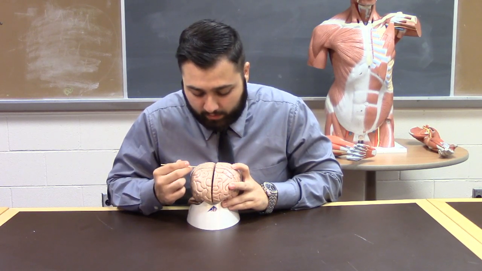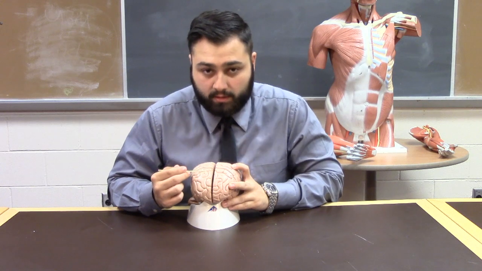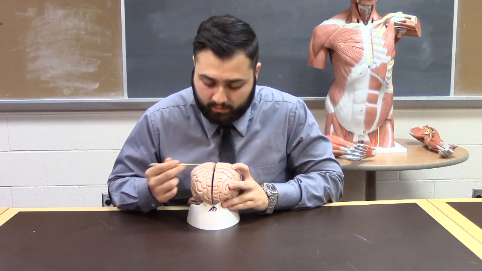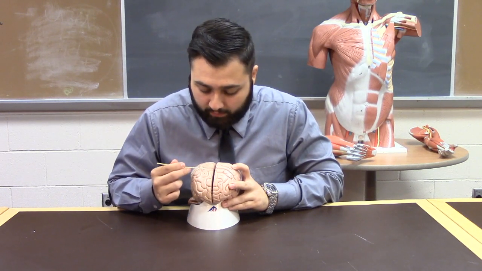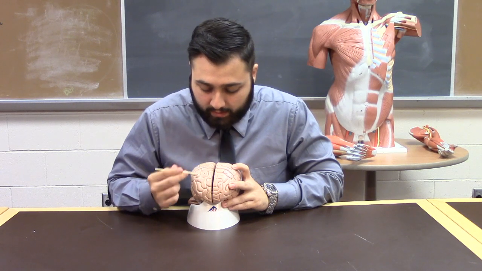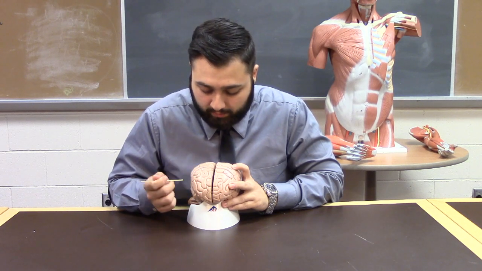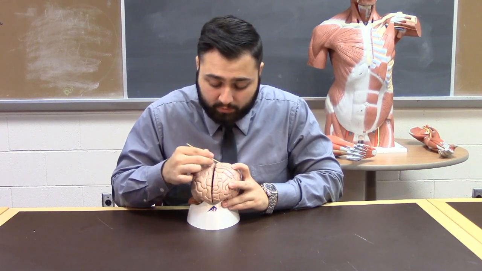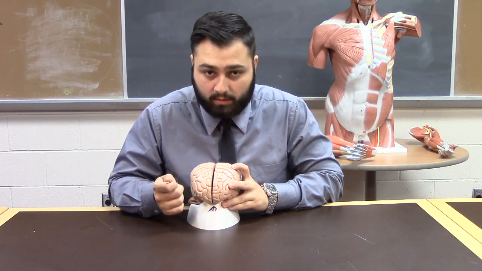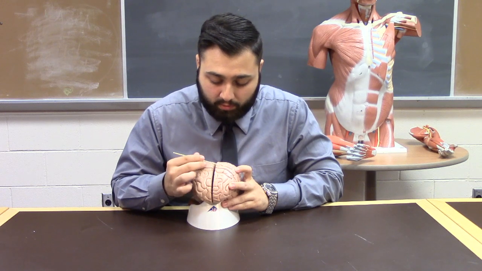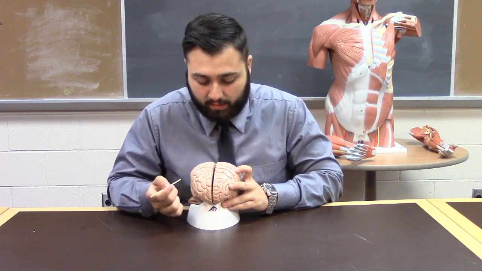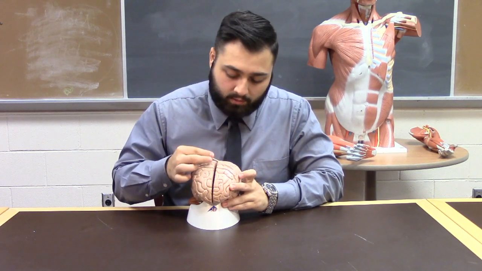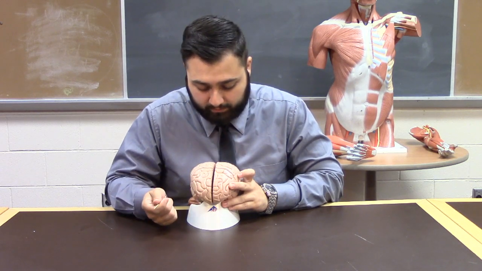Now, here we have that precentral gyrus, or the primary motor cortex, right here, right before the central sulcus. Here's the motor association area. After the central sulcus, we have the primary somatosensory cortex, okay? So right after is the postcentral gyrus, or primary somatosensory cortex. And here, somatosensory association area.